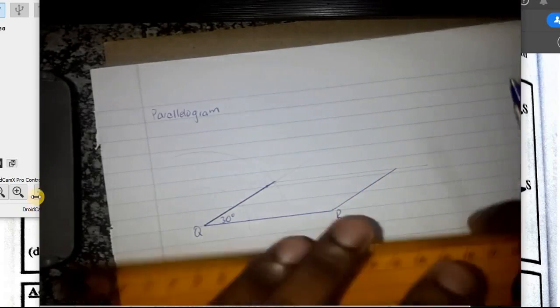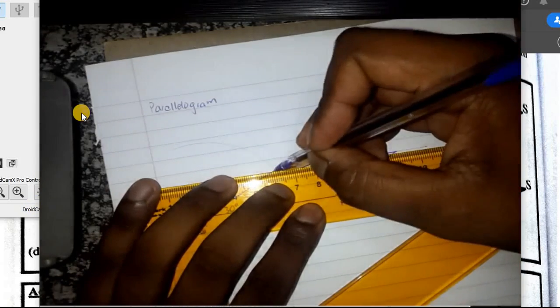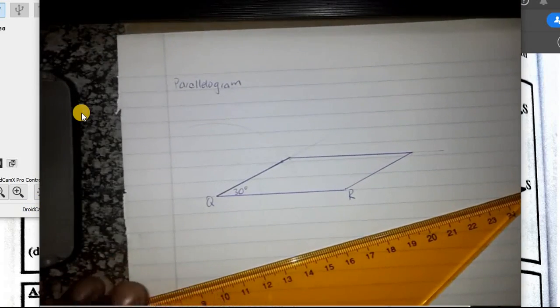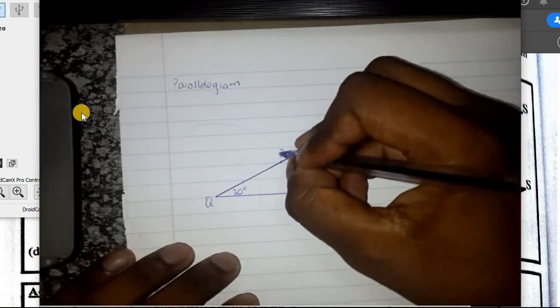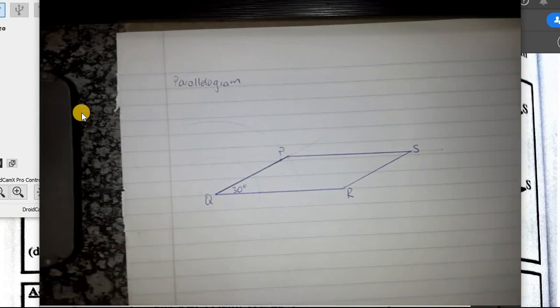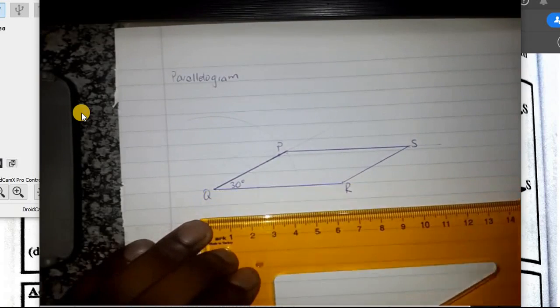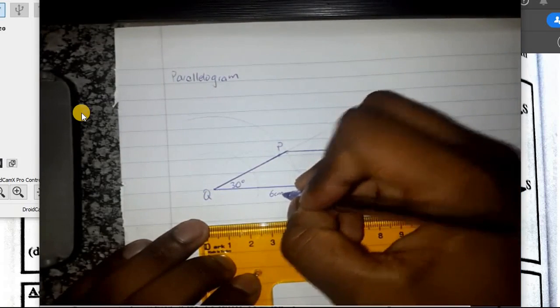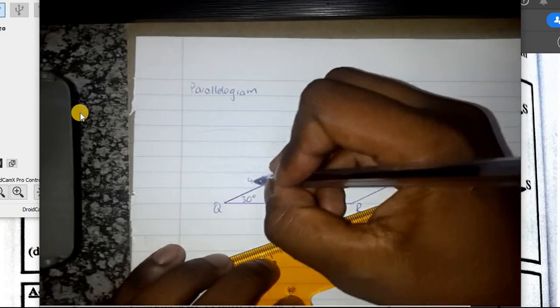Right. So anyways, now I have constructed this parallelogram. This would have been P and this would have been S, right? And I've got my 30 degrees. The next B asks us to measure all the angles and sides. What can you conclude? Let's check it out. If you measure here, we know that this was 6 centimeters. Measure here, this was 4 centimeters.